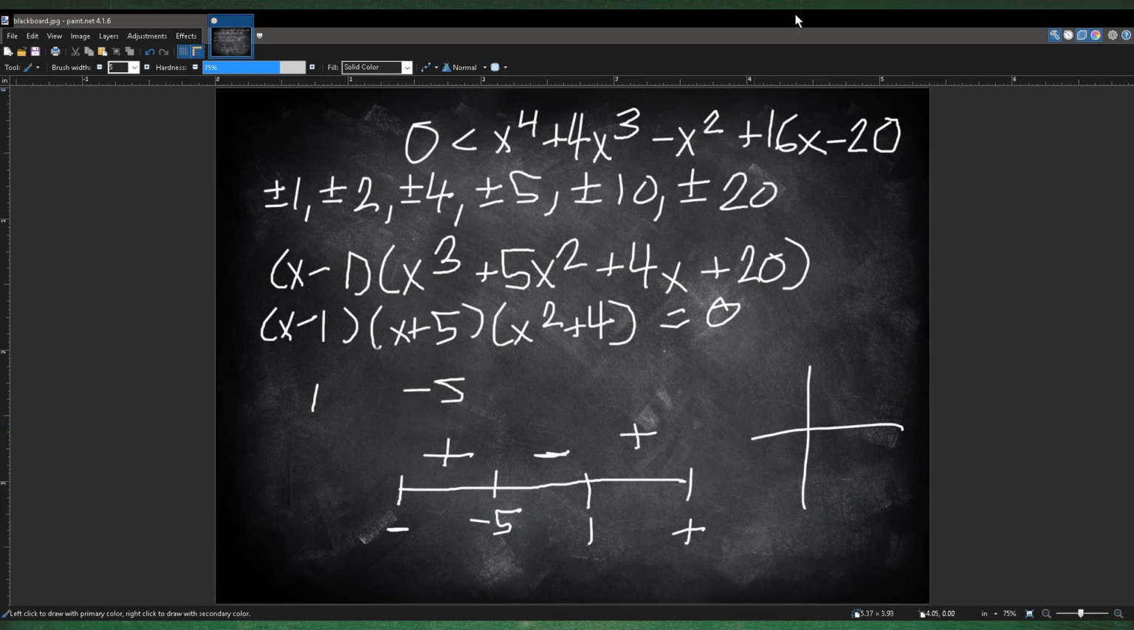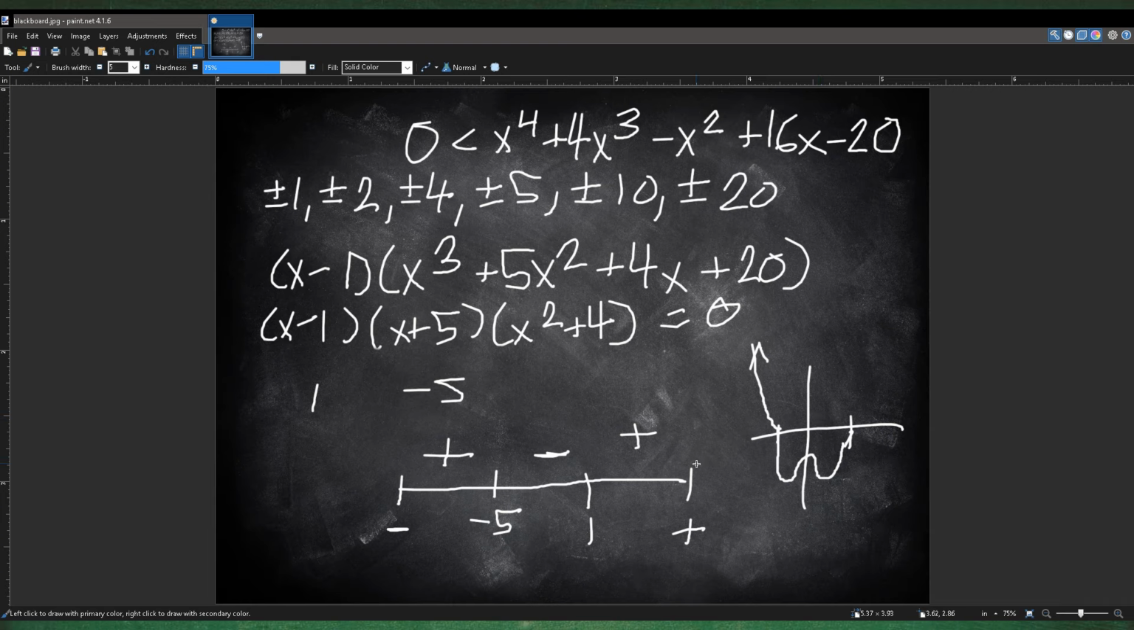So in a graph, it would look something like this: we have a negative 5 and we have a 1. And it's going to be a quadratic function. So as it goes negative, it's going to go positive. It's going to be something like this. So from negative infinity to negative 5, it's going to be positive all the time. And then from negative 5 to 1 it's going to be negative, so it's going to be below the axis. Since a quadratic looks something like a W, it's going to be something like this.